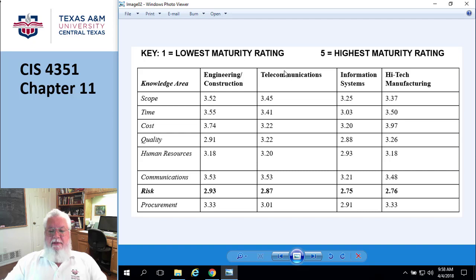But telecommunications people, they do pretty good. They're kind of in the 3s, except for risk. Information, they're kind of sort of in the 3s, except for risk and a few other things. And high-tech manufacturing, they're okay. But everyone does a poor job of doing risks. Isn't that crazy? Now let's go look at who has the lowest in the risk category. It's IT. So, information systems tend to have the lowest maturity score when it comes to risk.